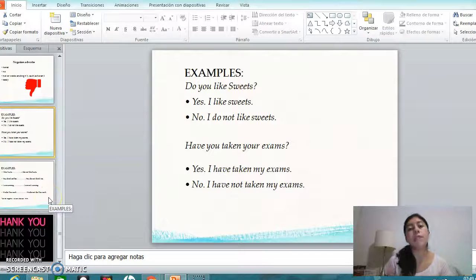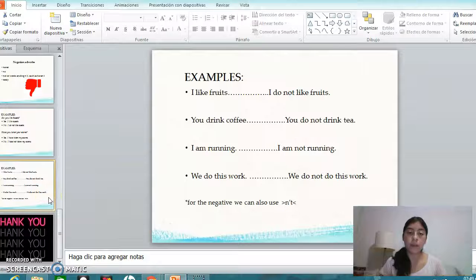Now we're only going to see simple sentences, okay? The first one, I like fruits. I don't or do not like fruits. Either way of negative, don't or do not, is correct, okay? The next one, you drink coffee. This is affirming that you do drink coffee. And the negative way would be, you do not drink tea or coffee, okay?